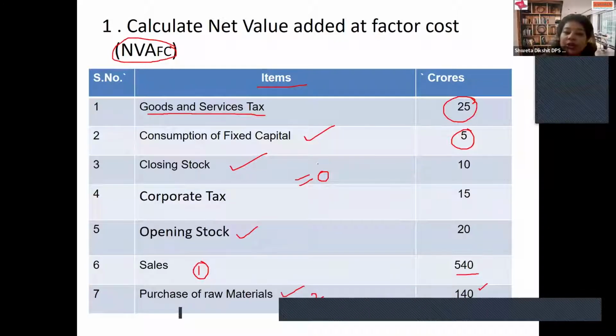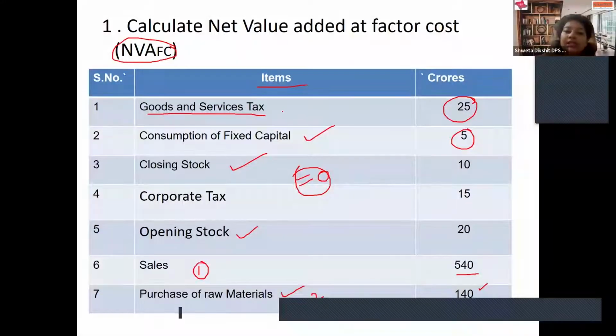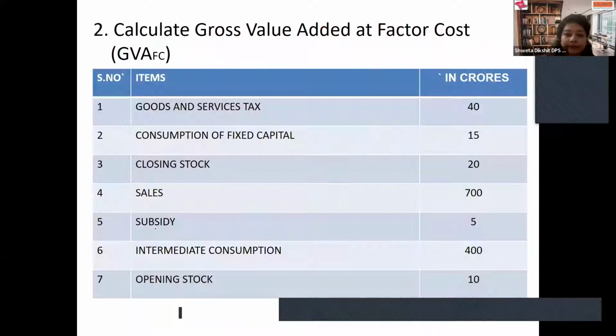As I just told you 5 minutes back, if there is no value given, consider it 0. So when the subsidy value is not given, please consider it 0. So GST minus 0 in the form of subsidy is equal to 25 only. And therefore, you see, 385 minus 25 is equal to 360 crores, which is the value of NVA at FC. I hope there is no doubt about how you find the value by the value added method.